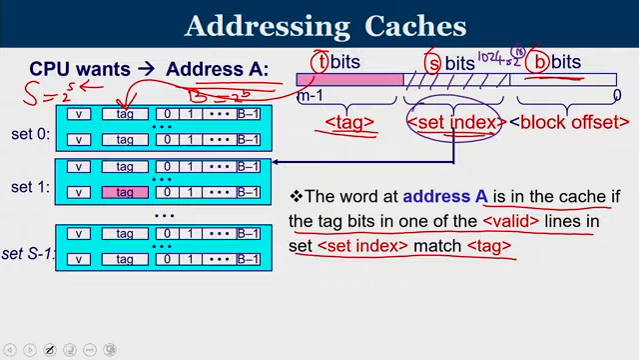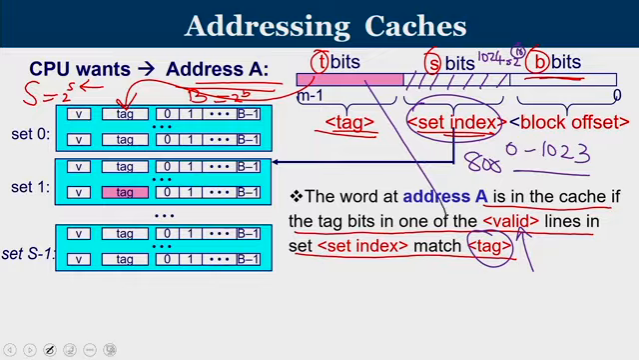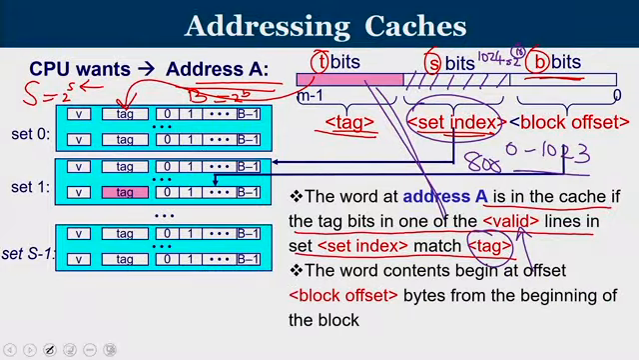Go to that set index, it will give a number. In this context, it will give a number ranging from 0 to 1023. Let us say the number is 800. Go to set 800, check whether the valid bit is equal to 1. If the valid bit is equal to 1, check whether the tag matches whatever tag is being proposed. If it is perfectly matching, then that represents a hit. Once you know it is a hit, using the block offset portion, the word contents begin at offset bytes from the beginning of the block.